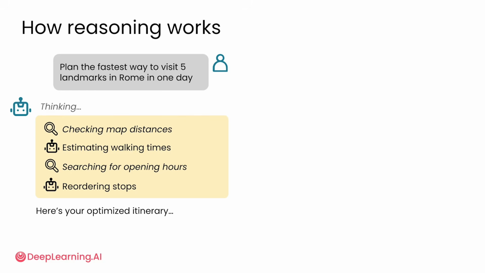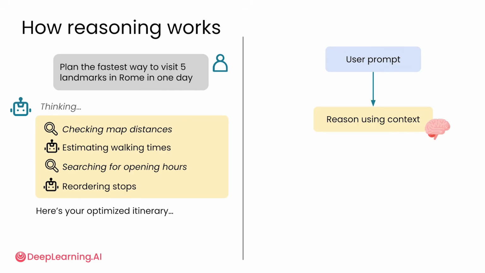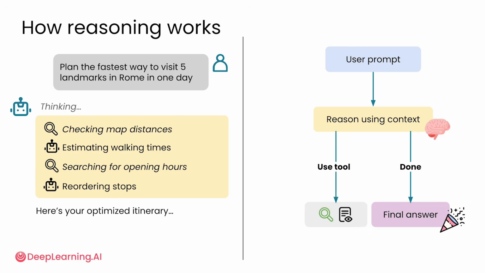The reasoning process may require the AI to think at length and repeatedly gather additional information and then to think some more until it's satisfied with the answer. Conceptually, you can think of reasoning as a process like this. Given your prompt and other input context, it will reason or think for a while using that context. And then depending on where it gets to, maybe it'll decide it's done and then just give you the final answer. Alternatively, after thinking for a while, it may decide that it needs to use a tool to gather more information.